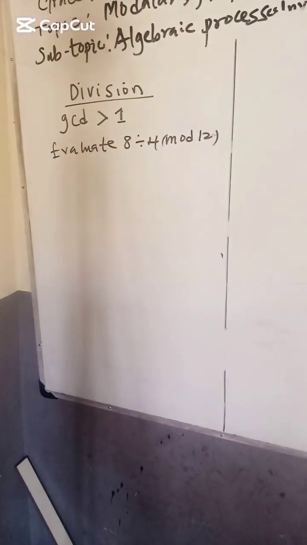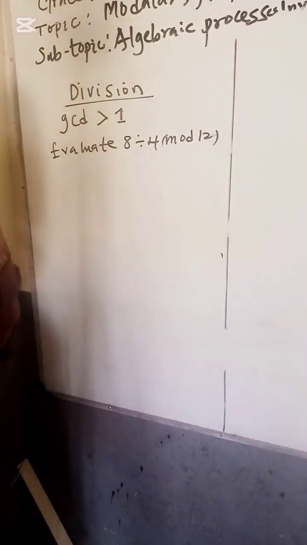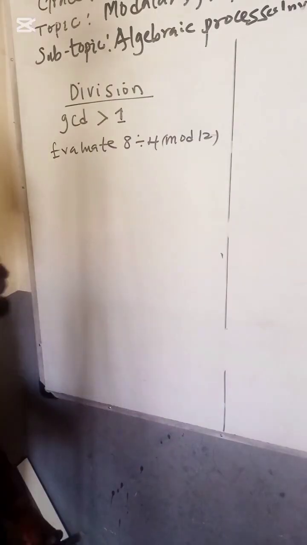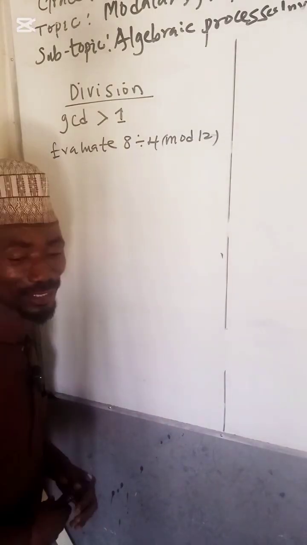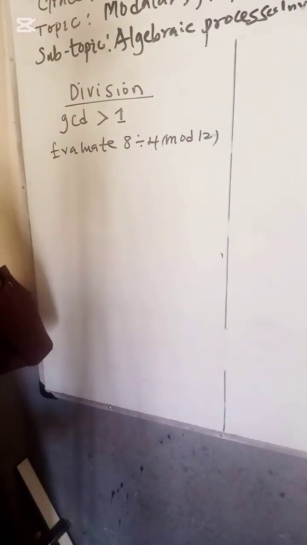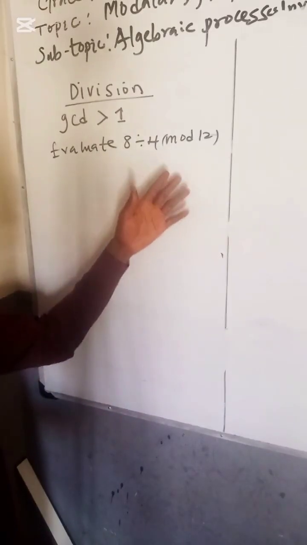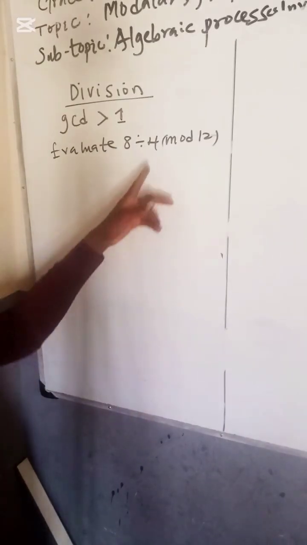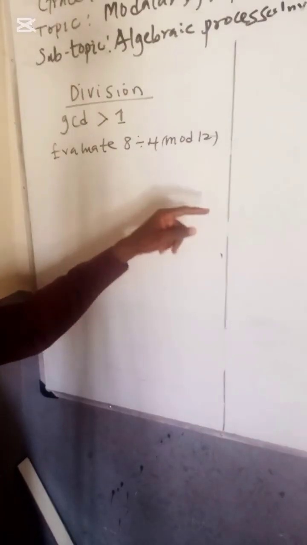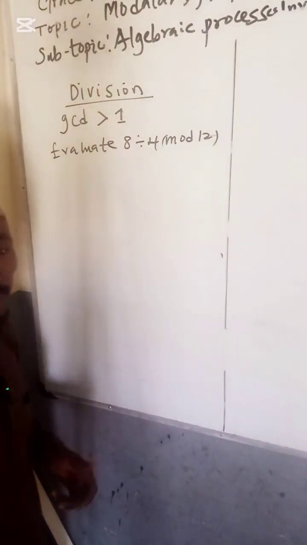You see another one. It always looks very simple, but tricky. Evaluate 8 divided by 4 mod 12. If you don't know much about moduli, you quickly say 8 divided by 4 is 2. You say 2 mod 12.